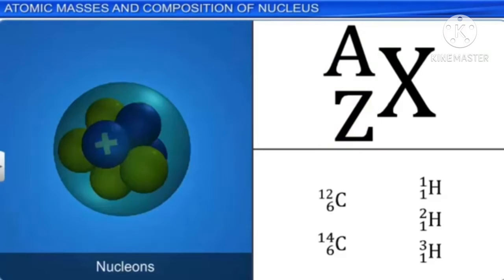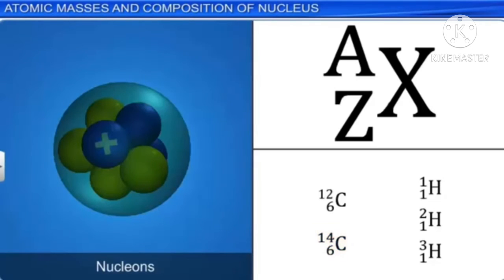For example, in the nucleus of carbon-14, the notation for the nuclide conveys the information that this carbon nuclide contains 14 nucleons, 6 protons, and 14 minus 6 equals 8 neutrons.